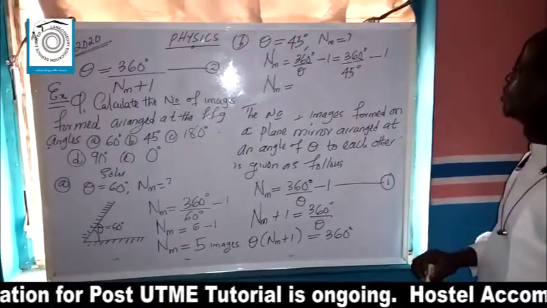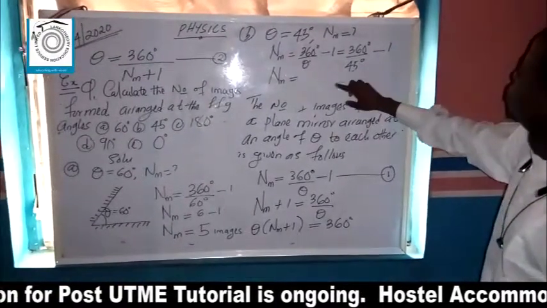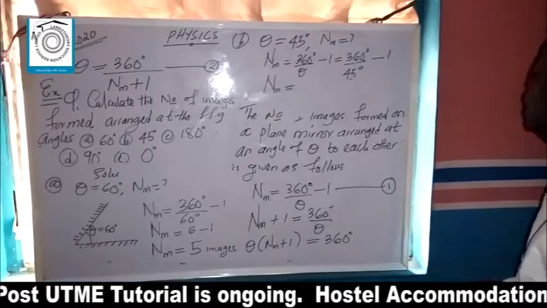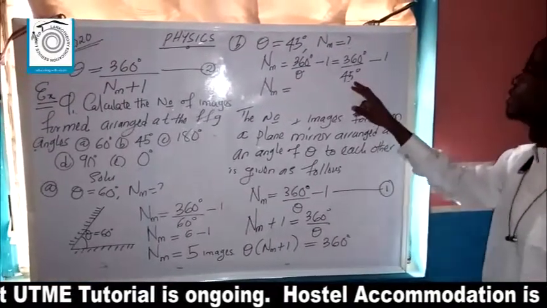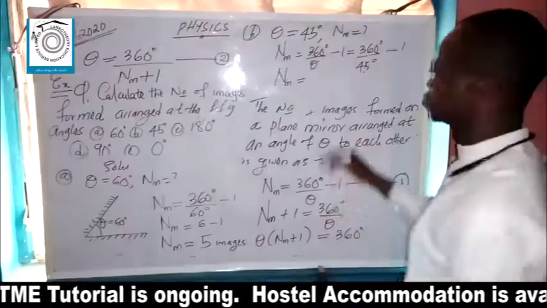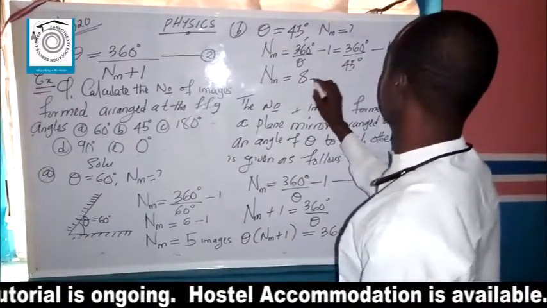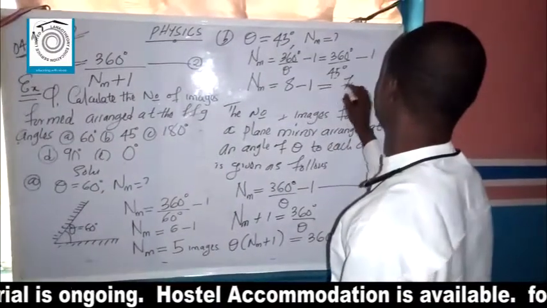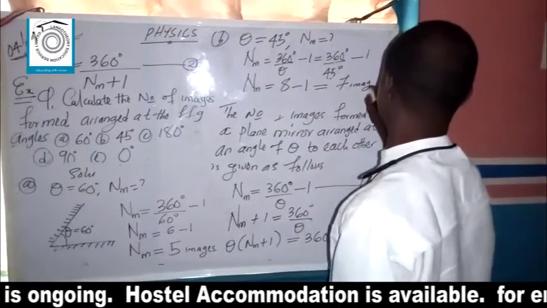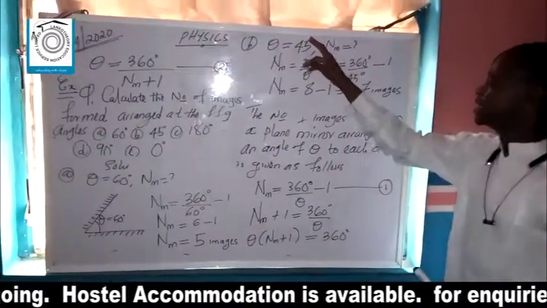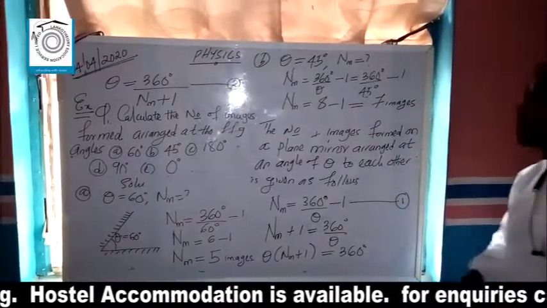If you say 45 here, what? 1, and 45 goes into 360, which is going to give you 8, because 45 times 8 will give you 360 degrees. So I can say this is 360 upon 45; using a calculator, you are going to have 8. 8 minus 1 will give you 7 images. So if the mirror is arranged at an angle of 45 degrees, the images formed will be 7 images.